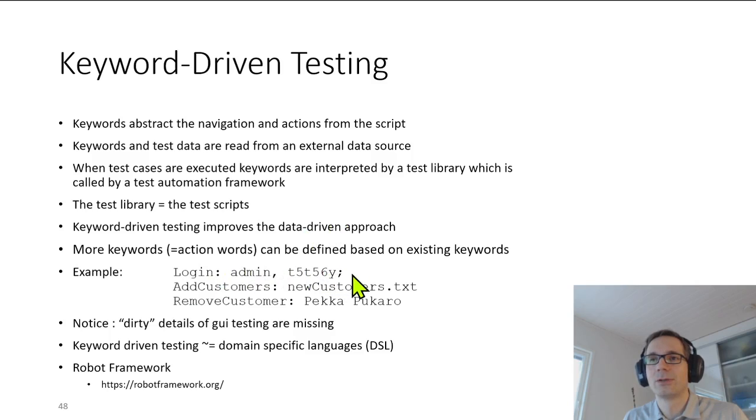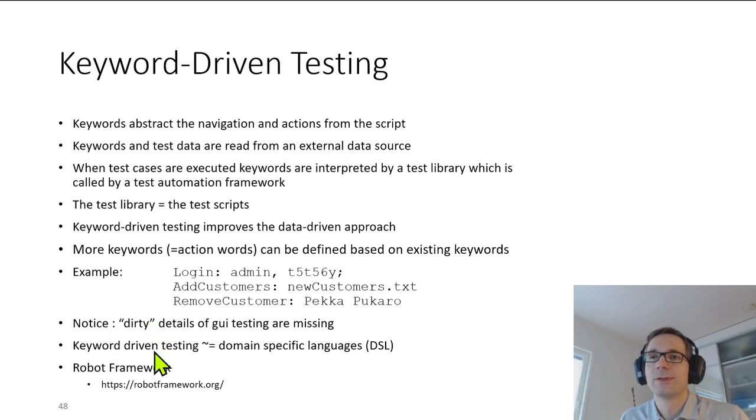But notice that all the dirty details on inserting the particular field or pressing enter are missing here. So you would have a keyword like login that would expect 2 parameters, and then the library would interpret this login keyword when it runs these tests. And the next word would be add customers, that would expect a data file. So this would be the keyword, and this would be the reference to the external data file. And another keyword could be remove customer, expecting 2 parameters, first name and last name.